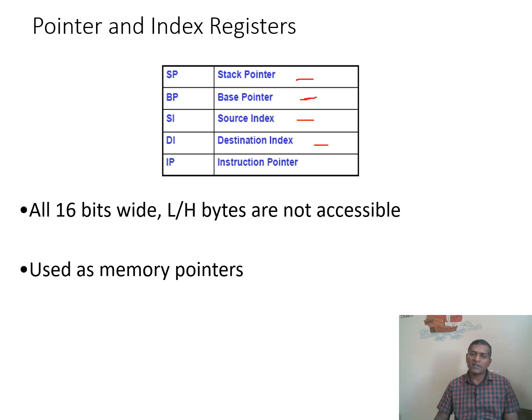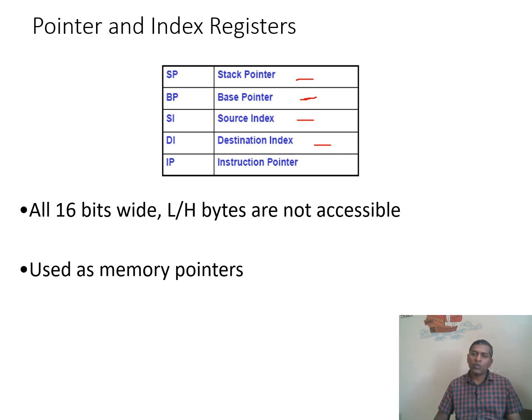This is the source index, this is the destination index. Sometimes we need to get information from one location and store it in another location. Sometimes we can call that a copy, block transfer or content transfer. So the same contents from one location will be copied and stored in another location. This will be done using the source index and destination index registers. Source points to where the information will be collected. Destination index points to the location where the information is to be transferred. So this is how the source index and destination index registers are used. The instruction pointer.